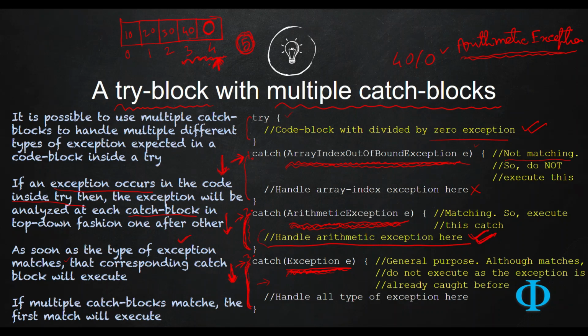So this is the summary. Whenever an exception occurs in the try block, it will be analyzed in all the successive catch blocks you have written, in a top down fashion. As soon as the exception type matches a catch block, it will be executed and it will not go to any further catch block below.